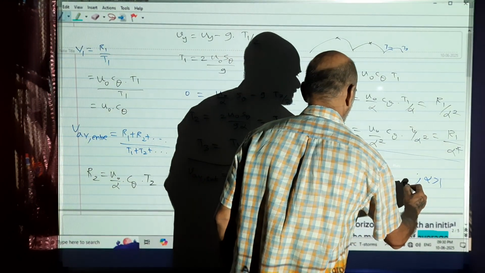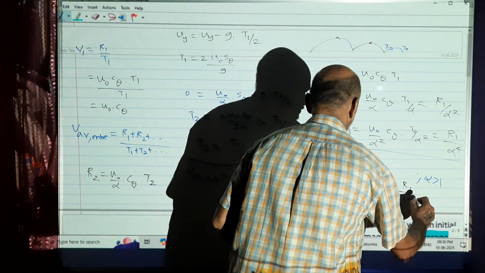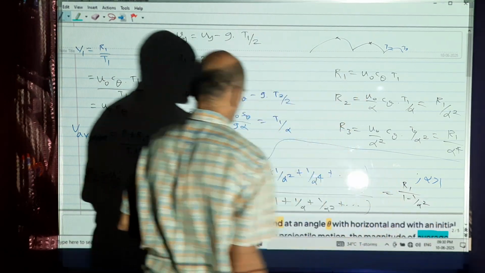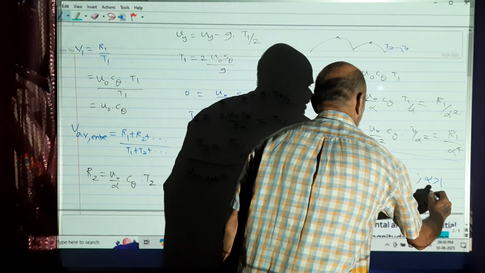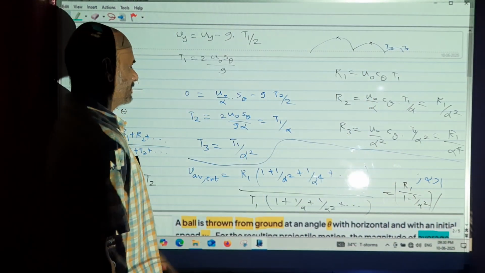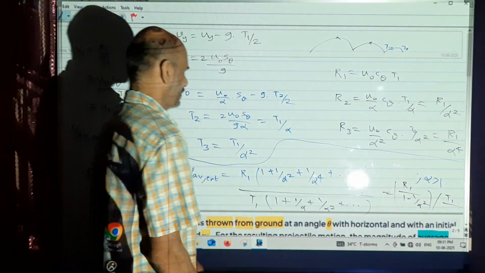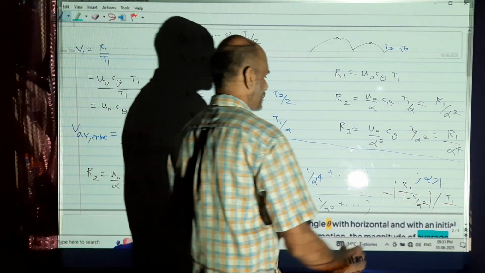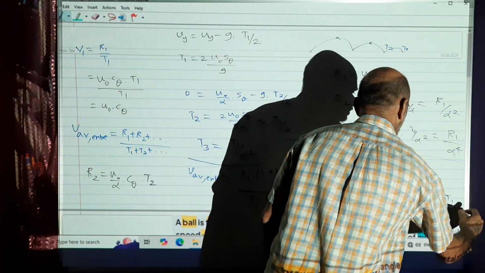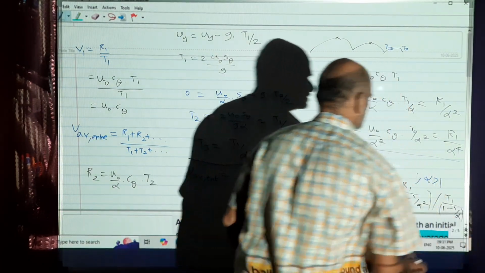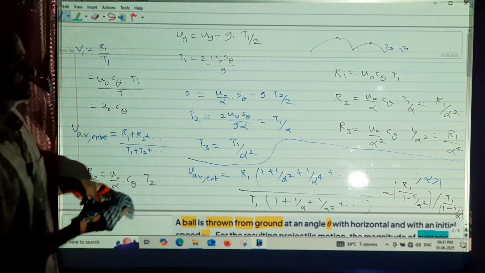So the sum is 1 by 1 minus R, where the common ratio is 1 by alpha square. And the denominator is another GP, so A by 1 minus R, where the common ratio is 1 by alpha. So this you have to simplify.